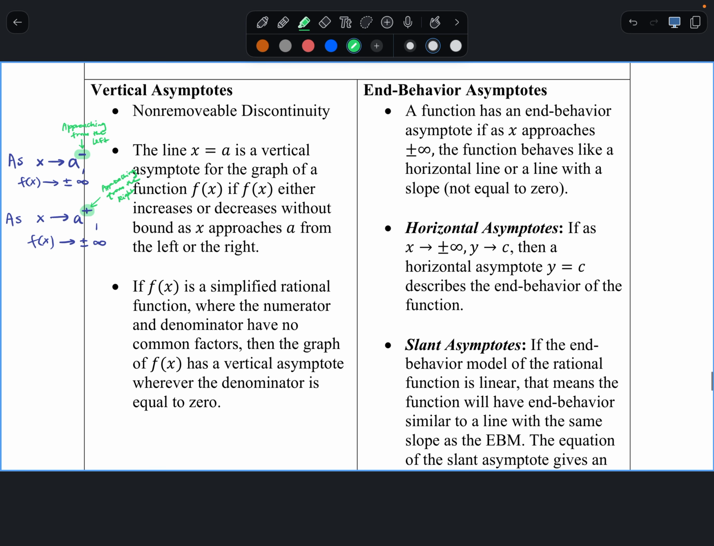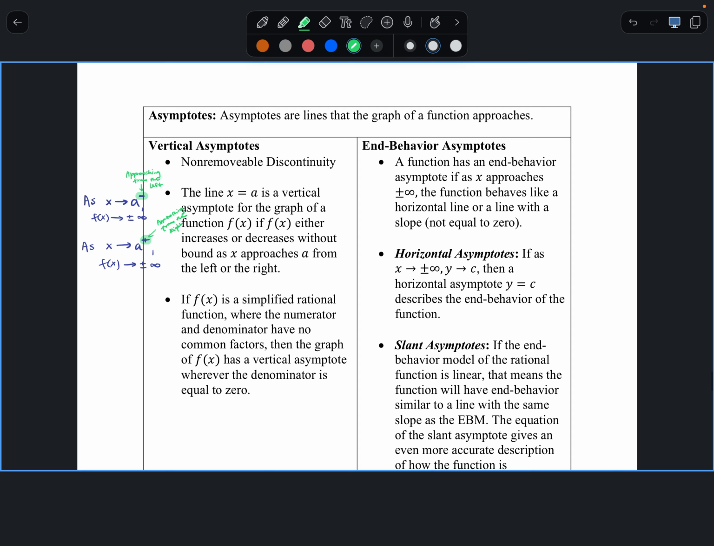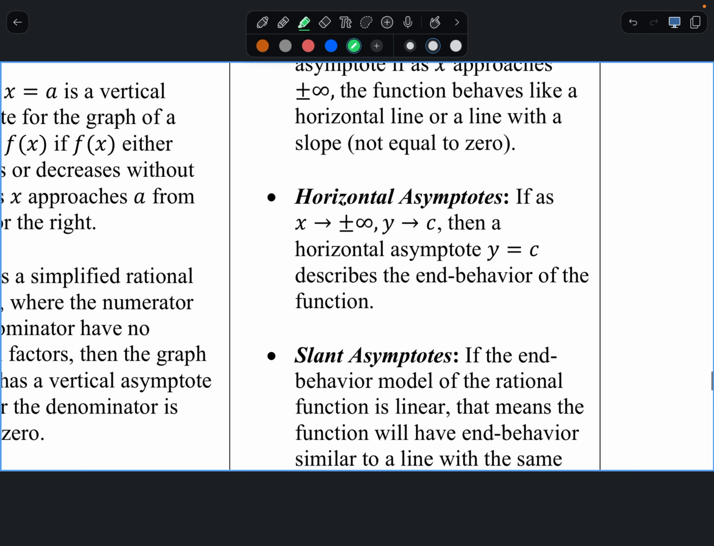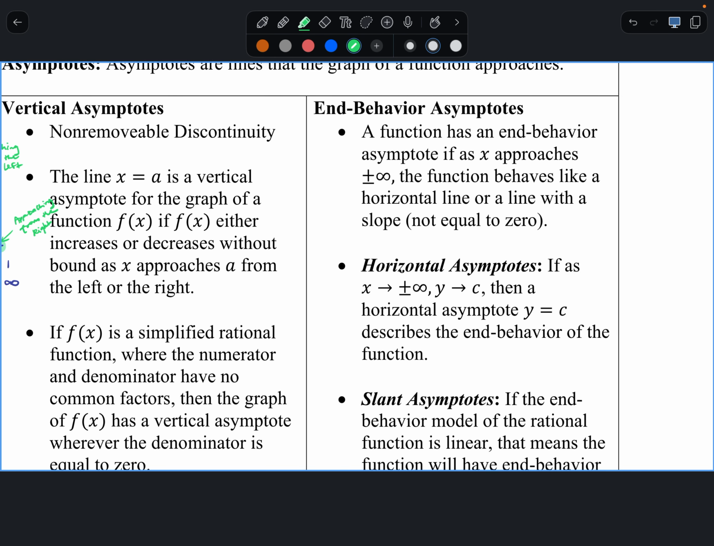So we've talked about identifying vertical asymptotes. Vertical asymptotes are non-removable discontinuities. They correspond to domain restrictions. A graph cannot cross a vertical asymptote. Like, it does not intersect a vertical asymptote. Whereas the other types of asymptotes, a function could intersect or cross.